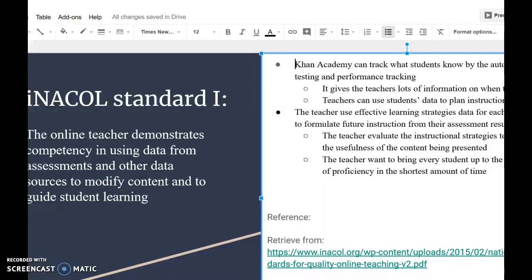So, like I said, Khan Academy does a lot of good for everybody. So we should implement it into our school.